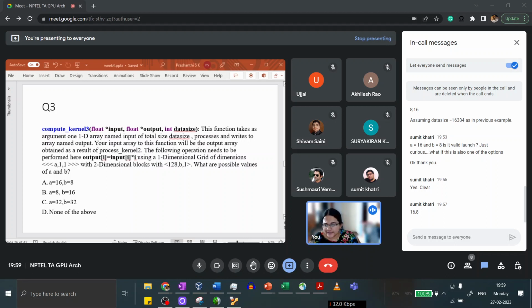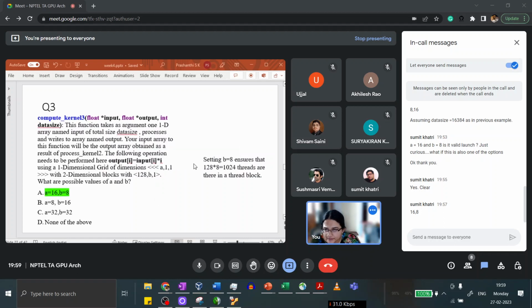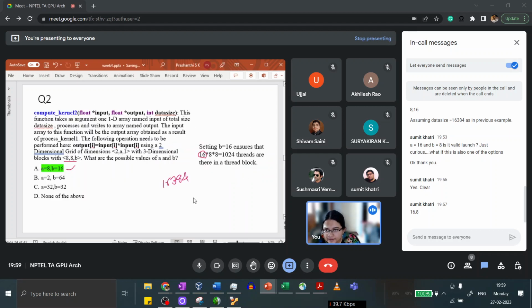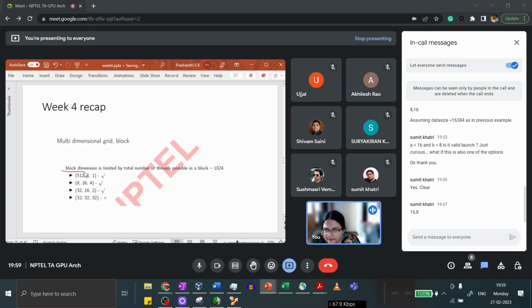Okay, let's look at the answer and then see if you have questions. Maybe that will help. So, again, let me repeat. You're given the block dimensions, right? Remember from the previous question that the block dimension is limited by the total number of threads possible in a block. That is 1024. So, if I give you a few block configurations like this, maybe we'll go through this in a little detail since I didn't get many answers for this question.